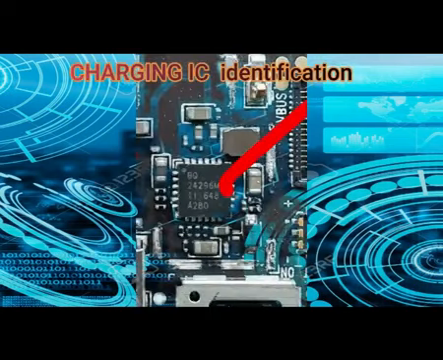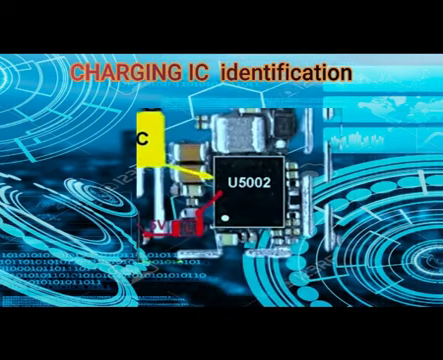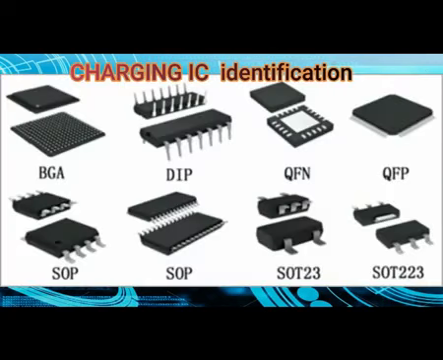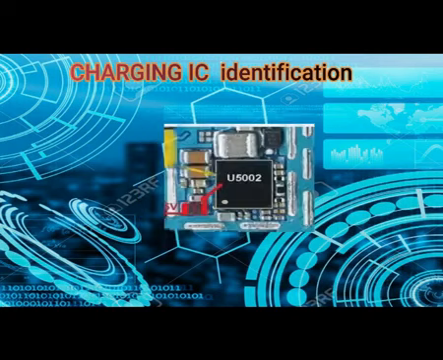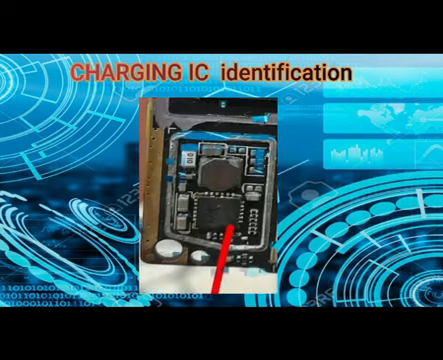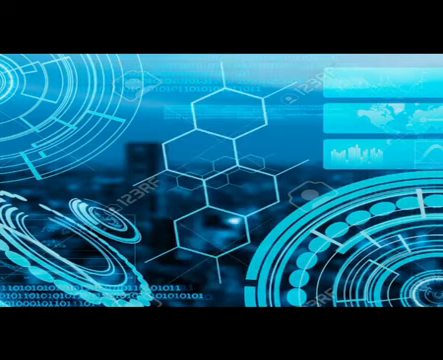Charging IC identification. Charging IC is found in the power section of a mobile phone. It's similar to the Power IC. In most phones it has one or two big coils around it with a few brown capacitors, not as many as the Power IC. It comes in forms like BGA, QFN, QFP, or any type of SMD. Look at those images well and you will be able to identify the charging IC on any mobile PCB.